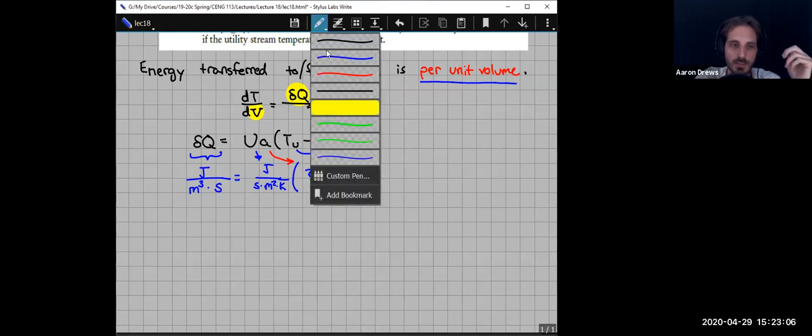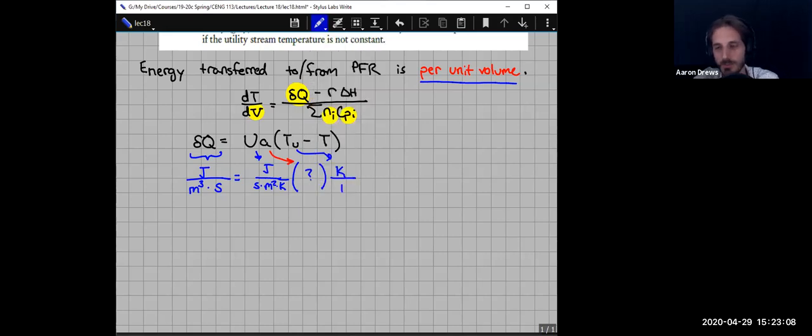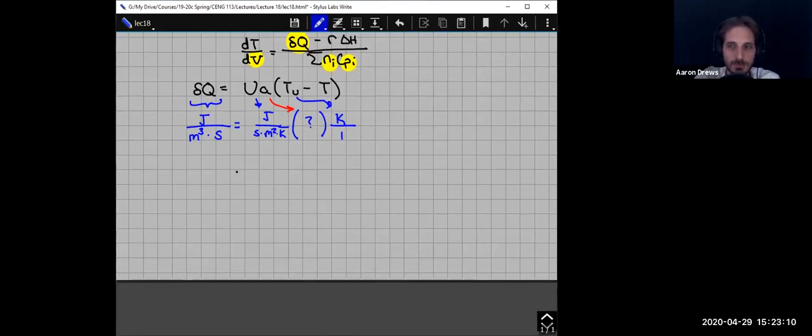A is the thing that's new compared to the CSTR. And A is the surface area which is available for heat transfer. So kind of a lengthy definition there: surface area available for heat transfer divided by the volume of the reactor.